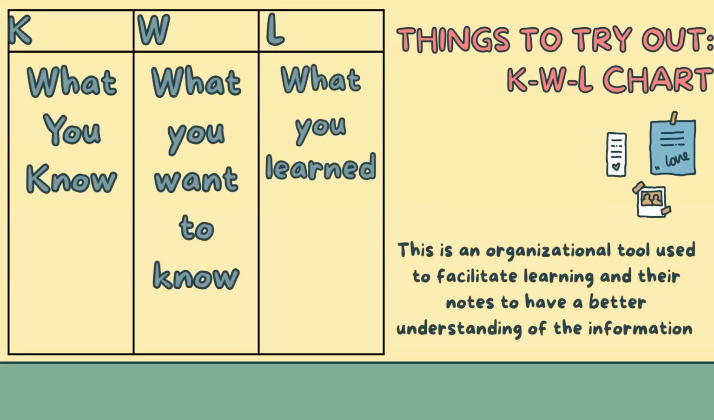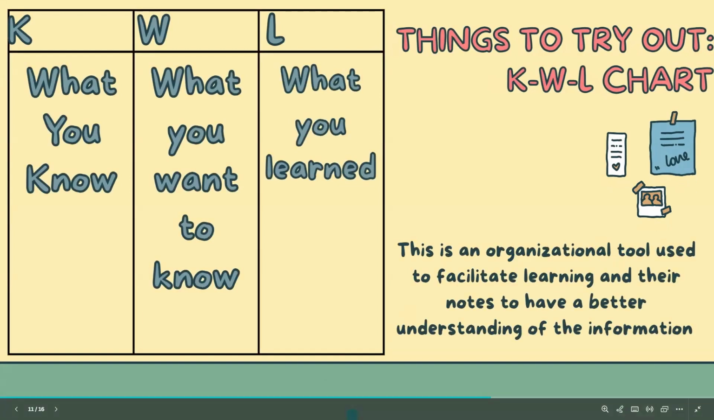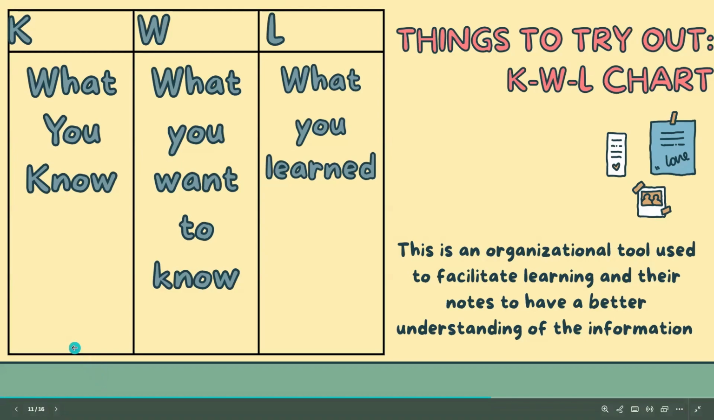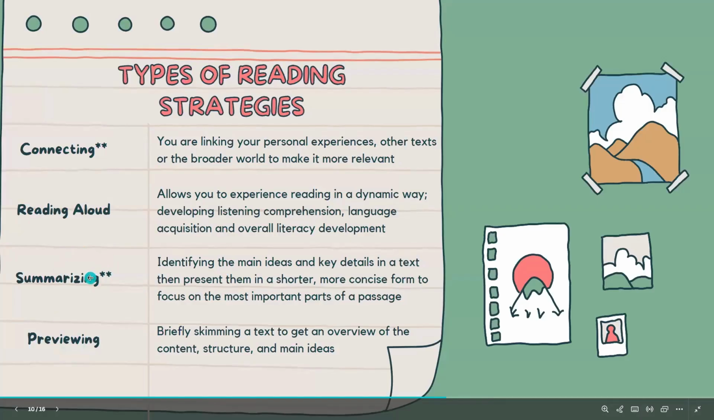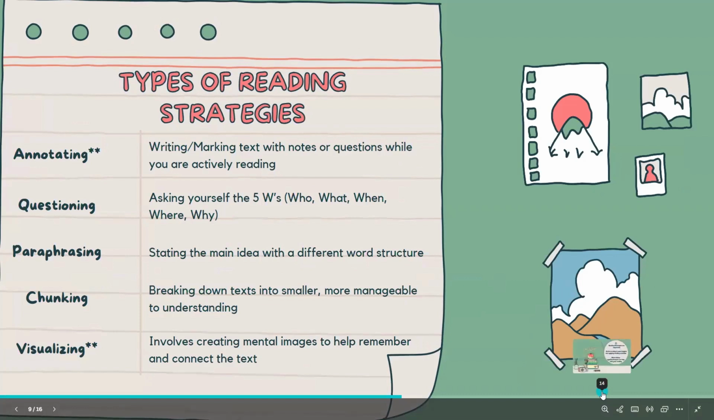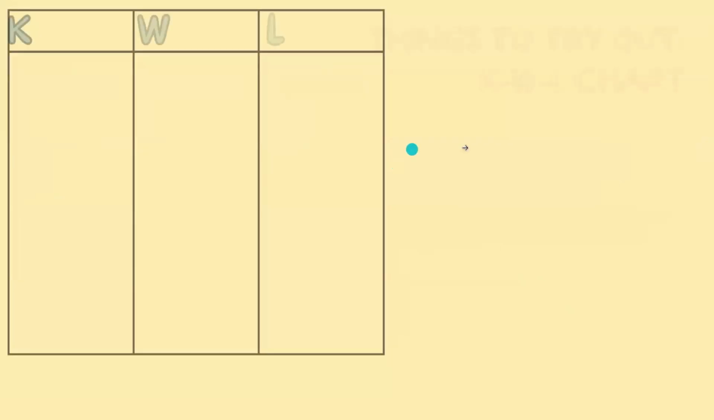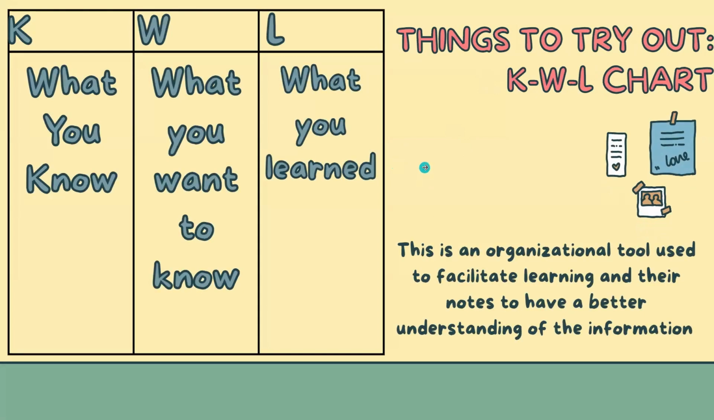Okay, so we're gonna go into one of the other types of reading strategies that you can do. This is the one I mentioned that I would say is a visual and also annotating. The fun thing about these reading strategies is that you can combine them, and you can also just use them as is. It's completely up to you how you use them. But for this one, this is something that you guys could try out.